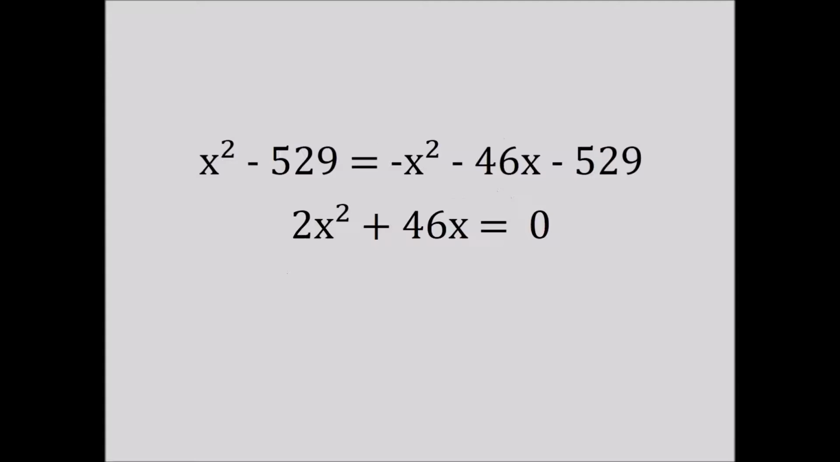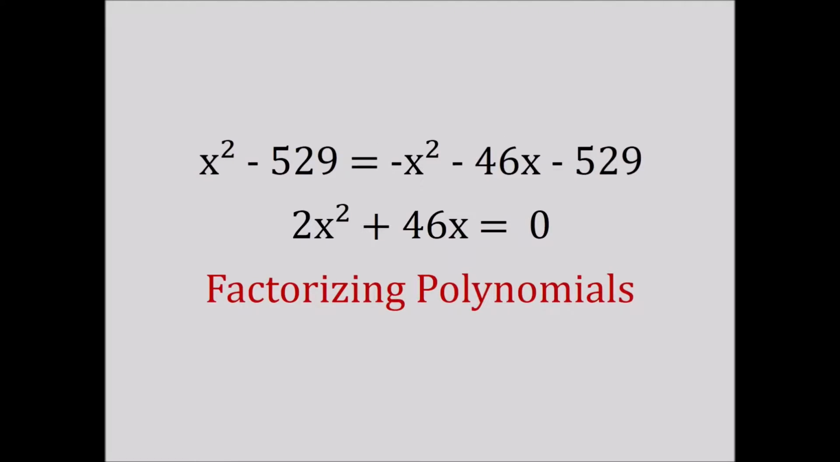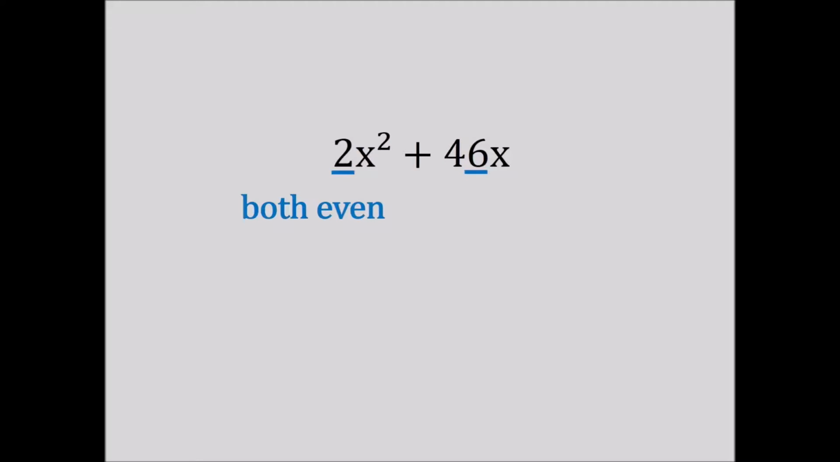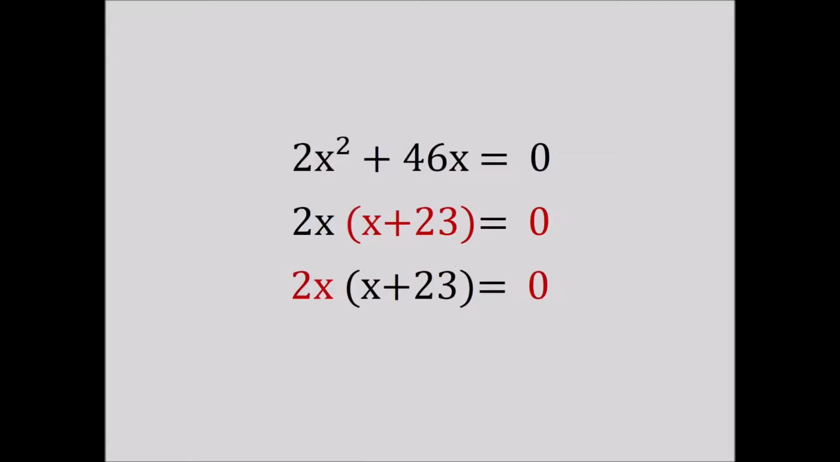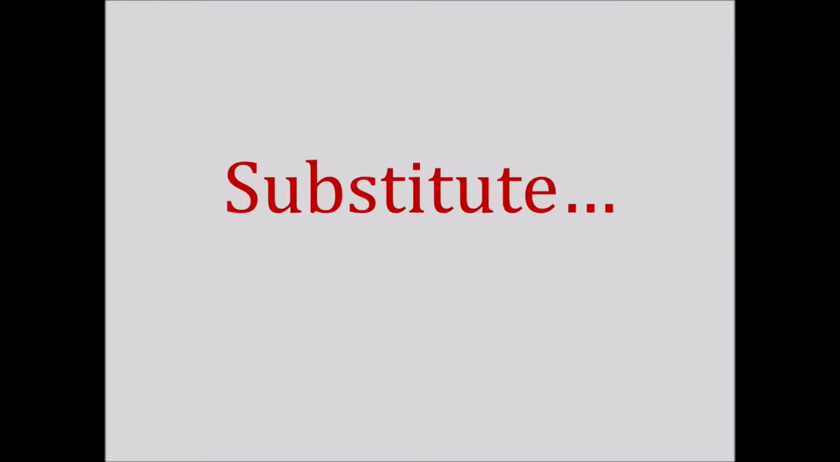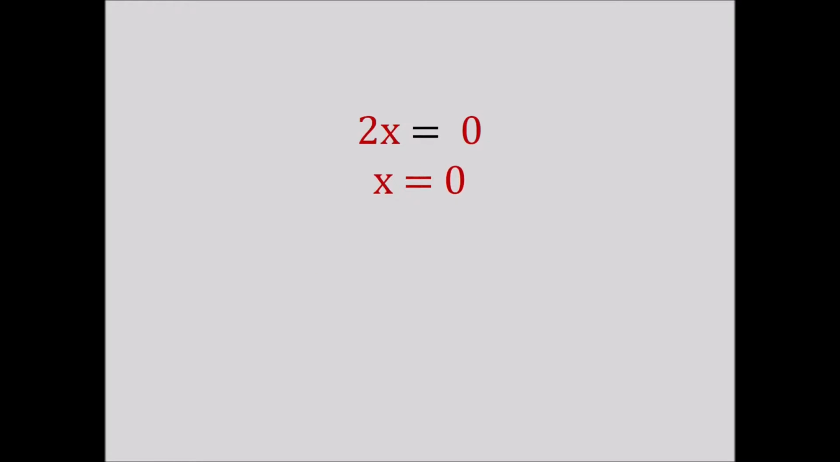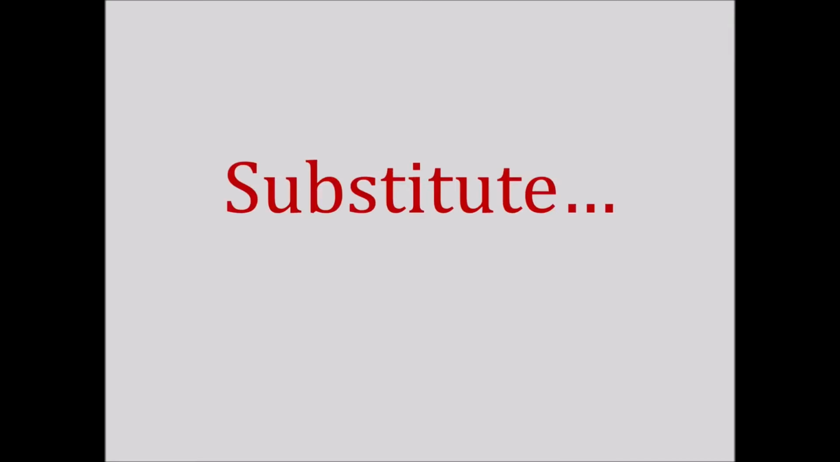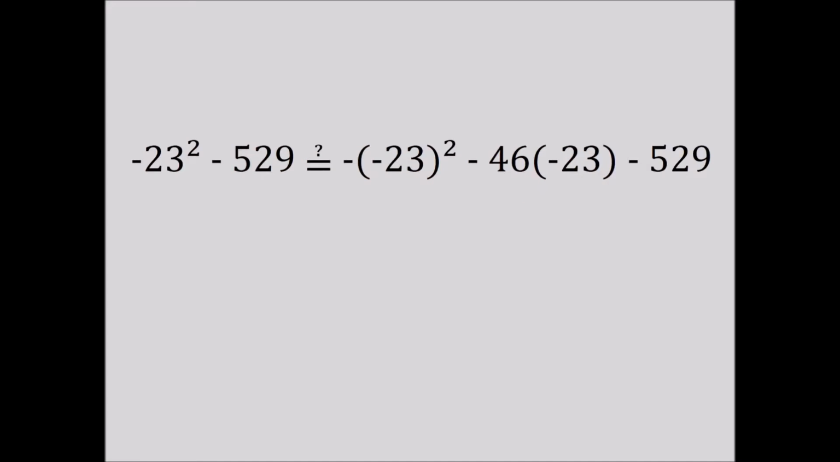It'll give us this and a thing called factorizing. You'll notice that both terms have an even coefficient and have x, which means their GCF is 2x, giving us this. Notice that one of the two factors must actually be 0 to get a product of 0. Substituting, first factor equals 0 gives us the previous answer, and the second factor equals 0 gives us negative 23. Substitute it, and we find that it's actually true.